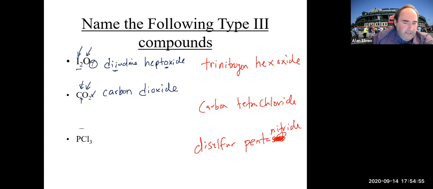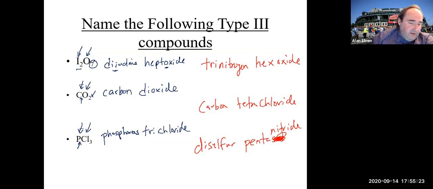Coming down this way here, we got phosphorus, which is a nonmetal. We got Cl, which is a nonmetal. Again, nothing written there, so assumed to be 1. The prefix, again, is going to be mono. But just like the previous one, we will not use that on the first name. So that's phosphorus, whole name. And 3 is tri. And chlorine becomes chloride. So that is phosphorus trichloride.